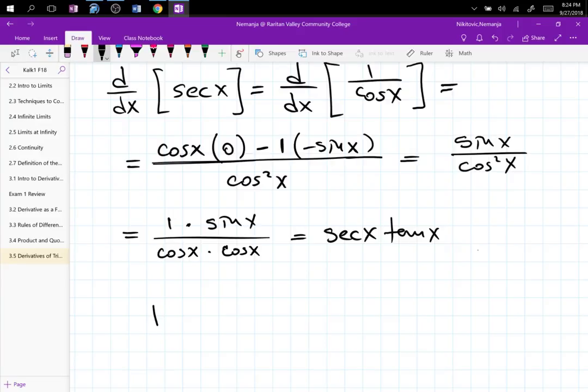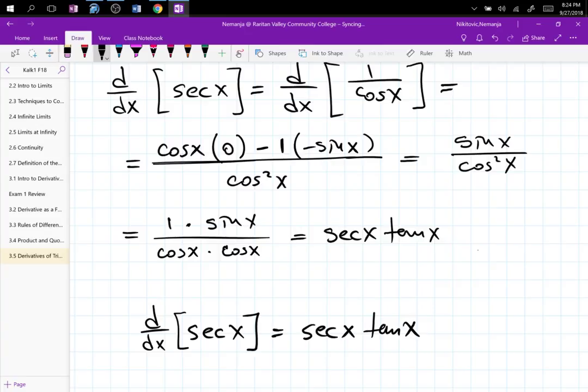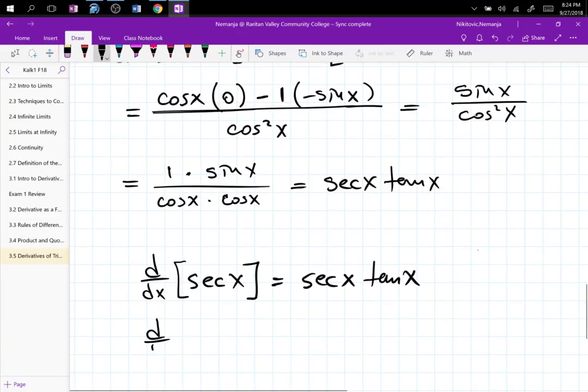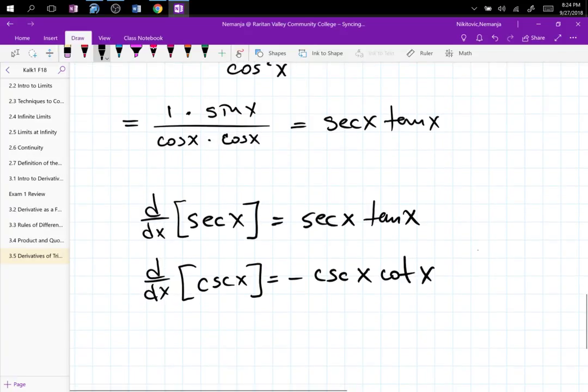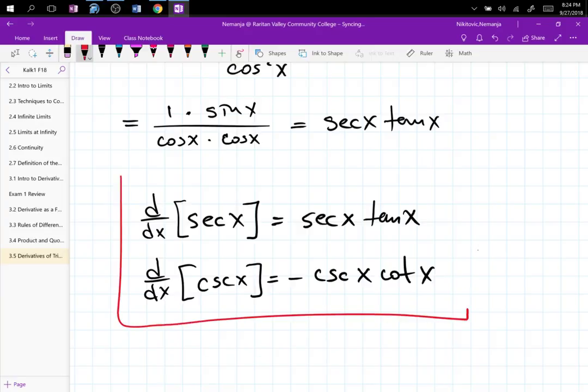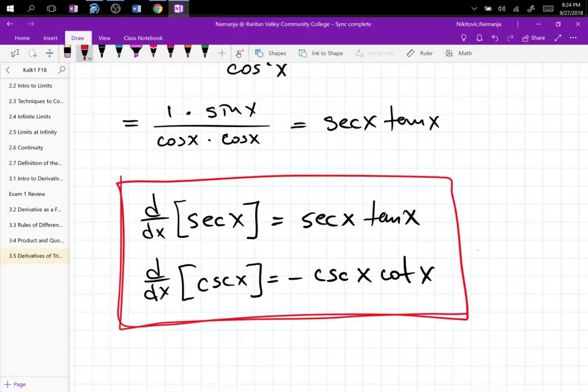So what is the derivative of secant x? It is secant x tangent x. Its partner in crime, cosecant x, is going to be negative cosecant x cotangent x. And those are the formulas. Now you have all 6.